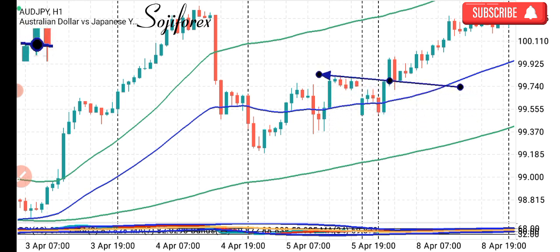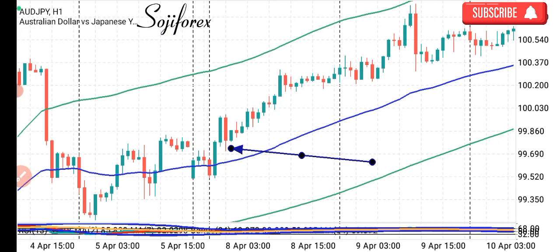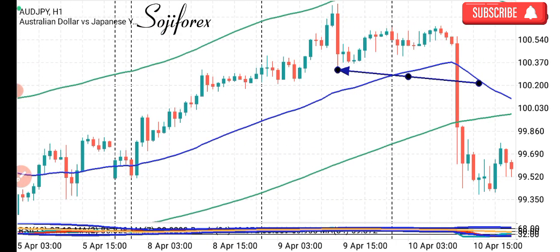We can make our entry here, but if you are conservative, you can wait to have this bullish engulfing candle followed by this follow-up candle. You make your entry here, stop loss is here, and you can see how this thing plays out beautifully.